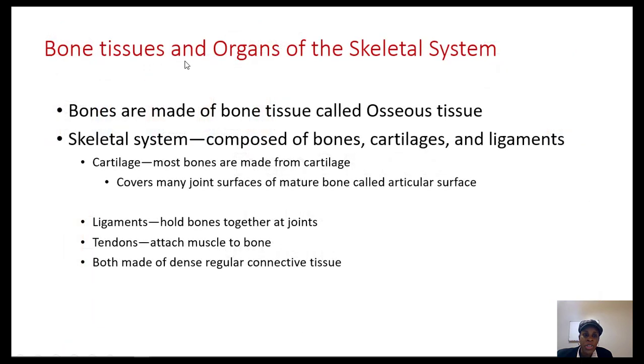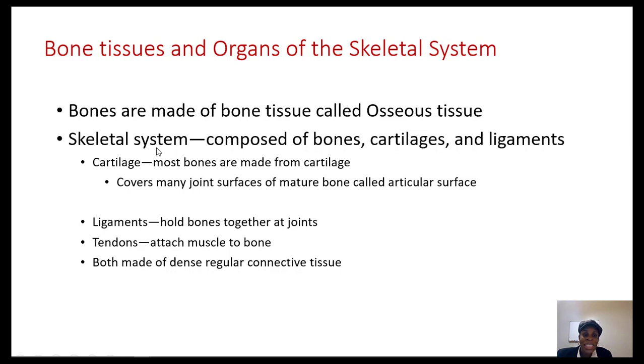So let's talk about bone tissue and organs of the skeletal system. We know we have 11 organ systems, and the skeletal system is one of them, made of bones, cartilages, and ligaments. And bone tissue is one of the connective tissues. In general, we have four main types of tissues: epithelial tissue, connective tissue, muscle, and nervous. So bone tissue is a type of connective tissue. Why? Because it's made of ground substance, cells, and fibers, which is how connective tissues are made.